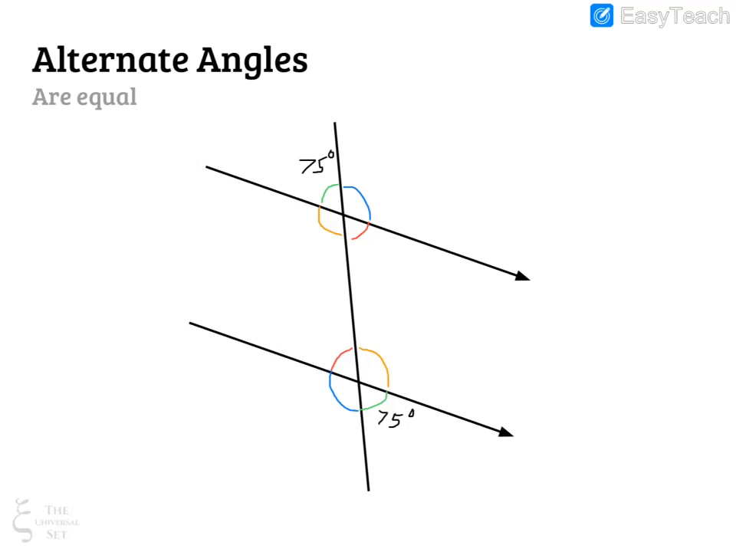Well, we know that vertically opposite angles are equal. Do you remember that? If we've got a couple of straight lines that cross each other, the ones that are opposite are going to be equal. So if this guy is 75 degrees, this guy's got to be 75 degrees as well. So you can pop in a 75 over here.